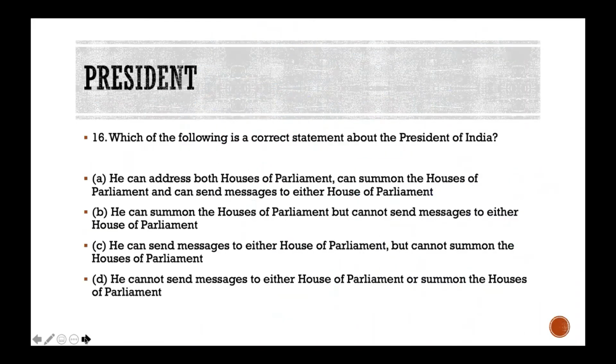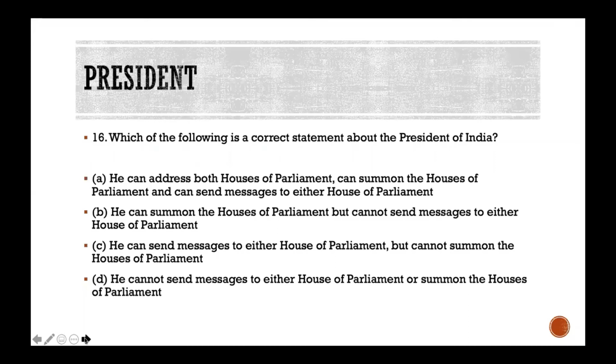Another question. Which of the following is a correct statement about the President of India? Option A: he can address both the houses of the parliament, he can summon the houses, and he can send messages to either house. Option B: he can summon the houses, but cannot send messages to them. Option C: he can send messages to either house, but cannot summon the houses. Option D: he cannot send messages to either house, nor can he summon the houses. That is somebody else's responsibility. Which of these is correct?